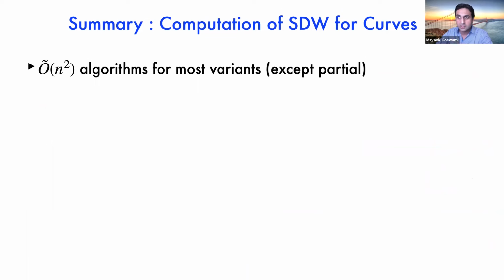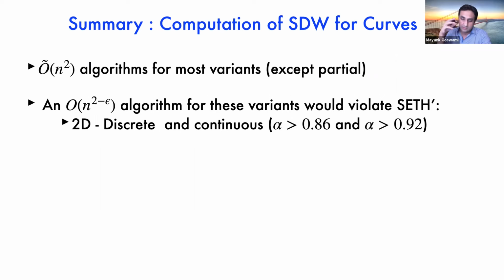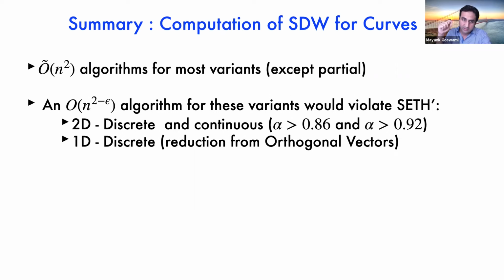So again, now I'm going to summarize both algorithms and lower bounds. We have roughly quadratic time algorithms for most variants. We have a subquadratic conditional hardness for the 2D discrete and continuous, and the approximation factors. We also have hardness for 1D discrete that comes from orthogonal vectors, which is also conditioned on SETH.